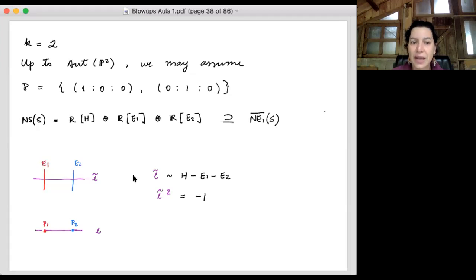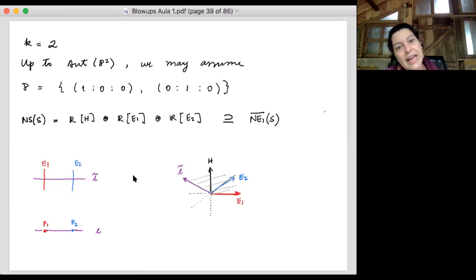And moreover, you can check that it's linearly equivalent to H minus E1 minus E2. So if you take a line that passes through P1 and P2 and you look at the strict transform, its class is going to be the pullback minus E1 and E2. And so you compute and you see that the self-intersection is -1. So by Castelnuovo's contractibility theorem, this generates an extremal ray that can be contracted.